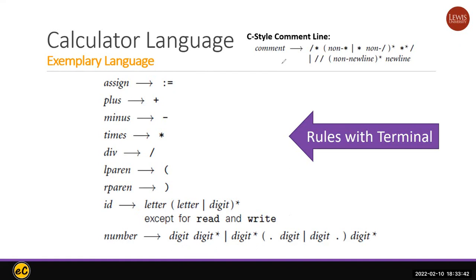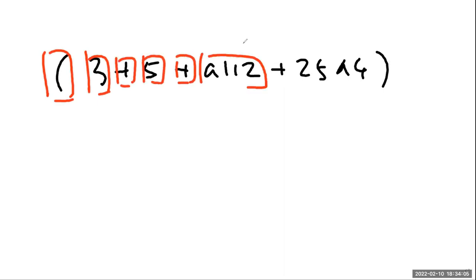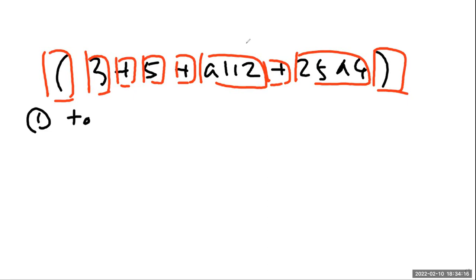So here, we add one more issue into the tokenization. Originally, we are dealing with, say, 3 plus 5, plus A112, plus 25A4. Originally, we just dealt with tokenization like this, just tokenizing the words using the split. Now, we will look into the validation of the tokenization. So the first step is to tokenize them into tokens.